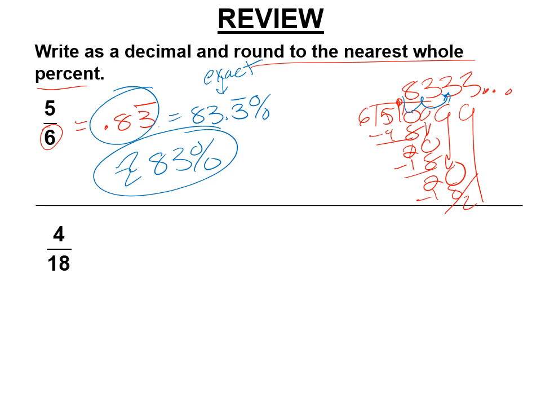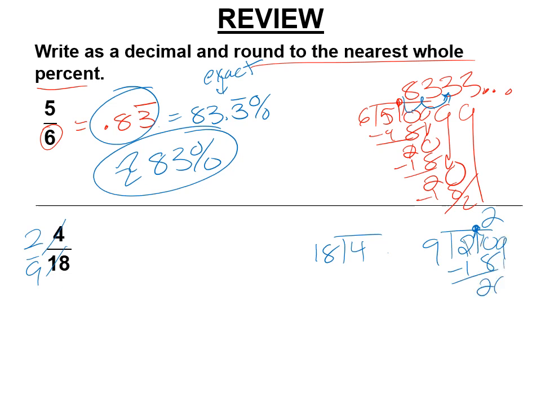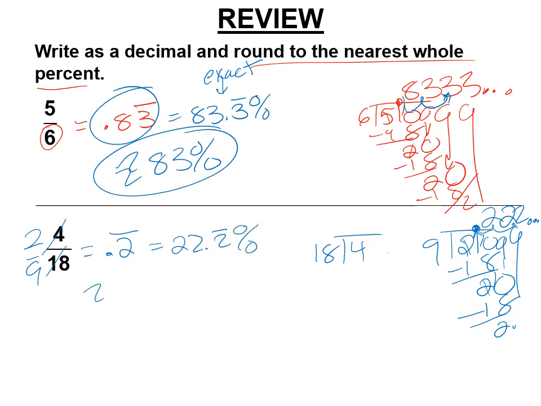All right, so 4/18, once again, you could do 4 divided by 18, but hopefully we see that this could be simplified to 2/9. And so if you do 2 divided by 9, it'll be easier. 2 has a decimal, it goes straight up, 9 into 20, 2 times 9 is 18, remainder 2, bring down a 0. 9 into 20, 2 times 9 is 18, remainder 2, and we get 2's forever. So this is 0.2 repeating. We move the decimal twice, it's 22.2 repeating percent, but we're going to round it to 22%.